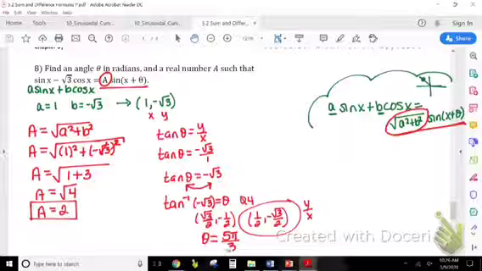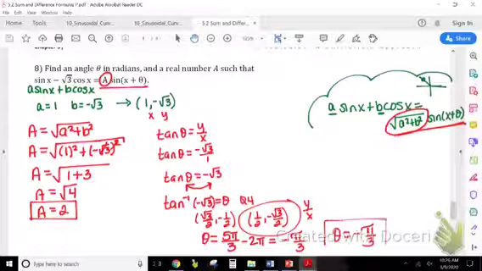5 pi over 3, but that's the right location. But remember, tangent is, even though we say it's quadrants 1 and 4, it's between negative pi over 2 and positive pi over 2. So subtract 2 pi, and you should get negative pi over 3. And so there's our theta. So theta is equal to negative pi over 3.